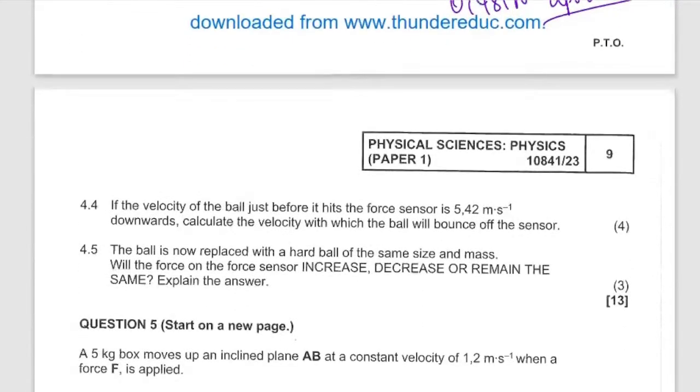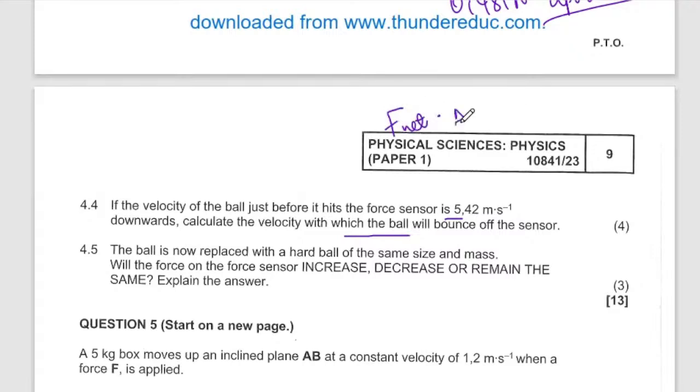All right, then if the velocity of the ball just before it hits the force sensor is this, downwards, can we calculate the velocity with which it bounces off the sensor? So then you can use the F net formula.